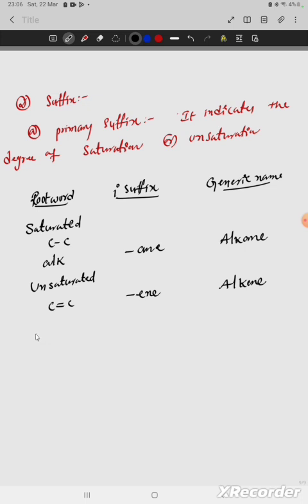Another unsaturated compound is carbon triple bond carbon. Here also the generic word is alk and the suffix is yne. The generic name is alkyne.